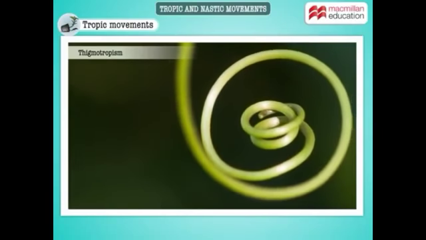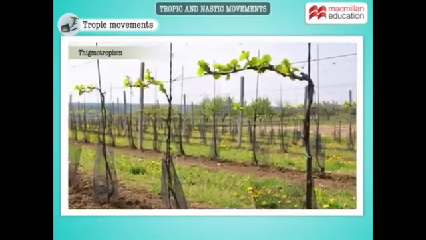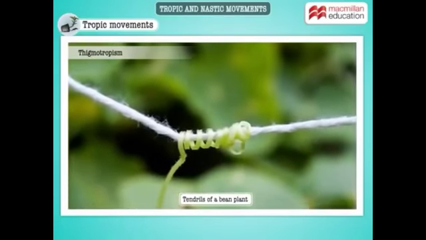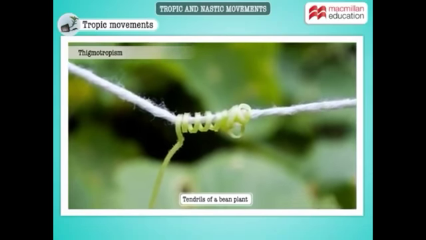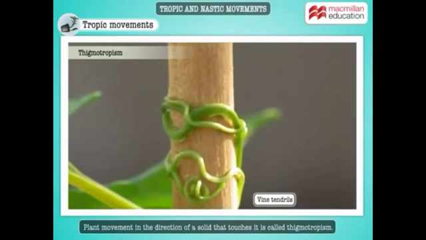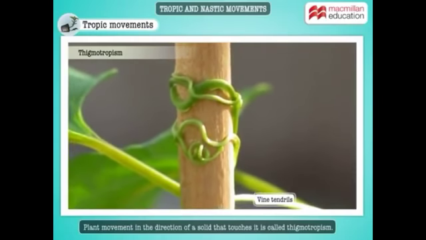These wiry stems are actually tendrils. Tendrils move in the direction of a solid object that they happen to come in contact with. Plant growth movement in the direction of a solid that touches it is called thigmotropism.